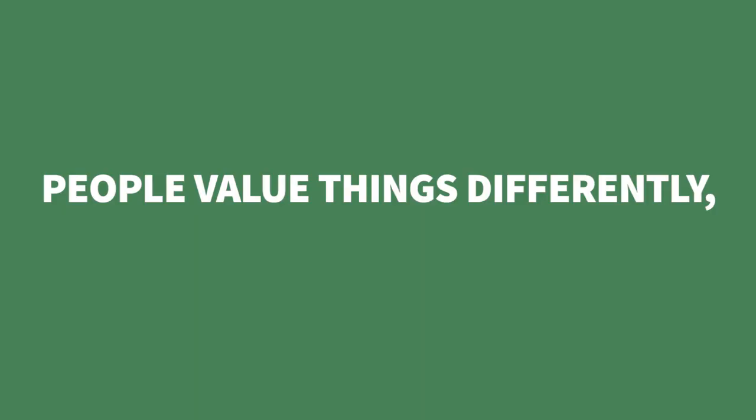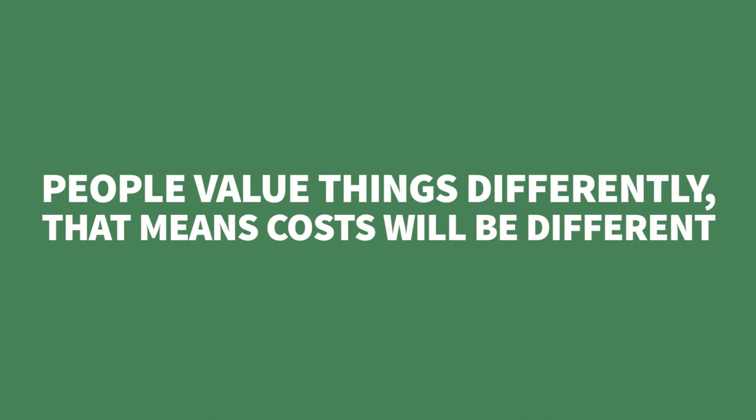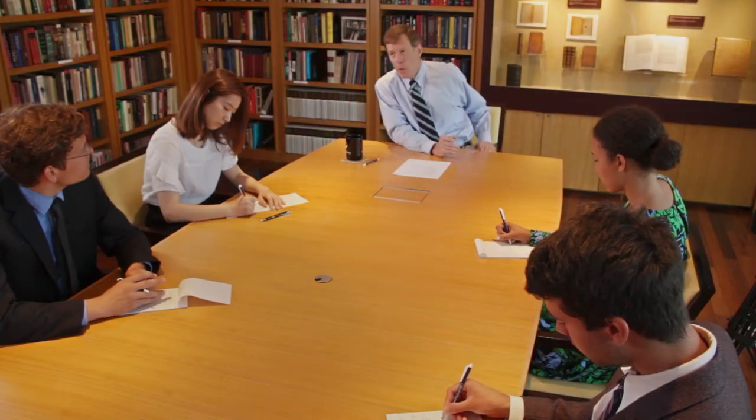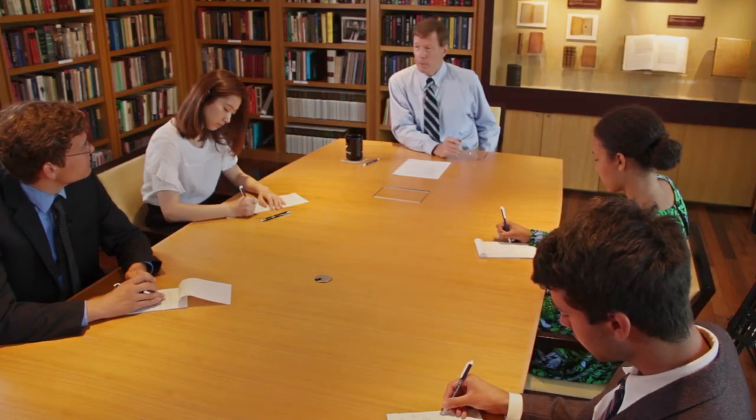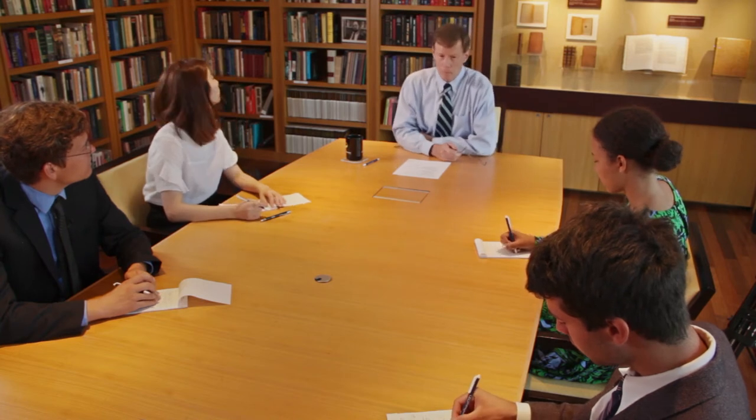But some people don't care about football, so the cost of studying on Sunday afternoon to that person would be less than the cost to someone who loves football. People value things differently. That means the costs are going to be different. And to get more into an example, we'll develop a little bit more. The cost of growing a bushel of wheat will differ for different farmers.